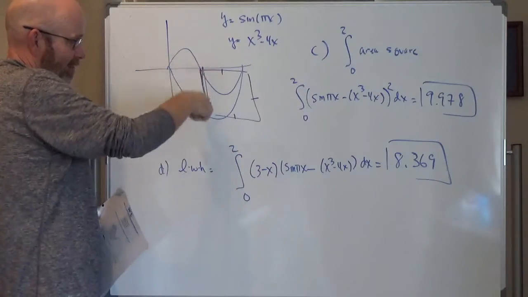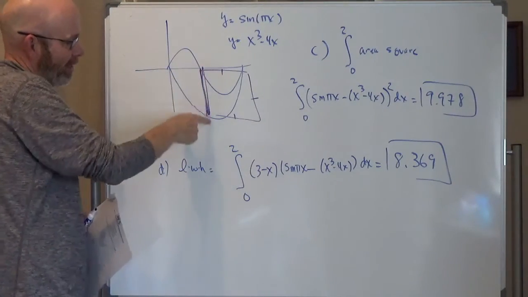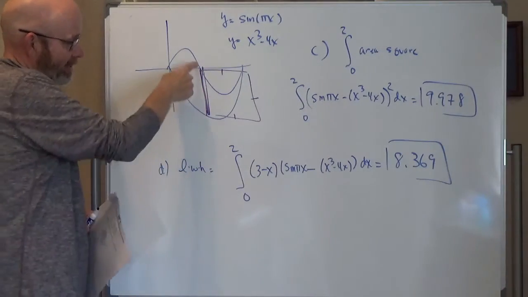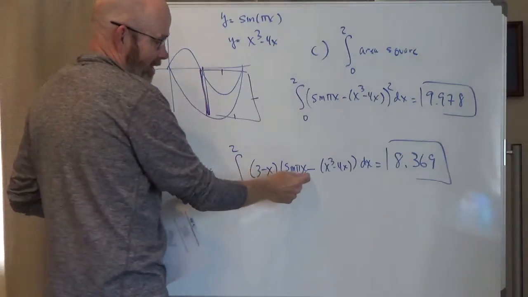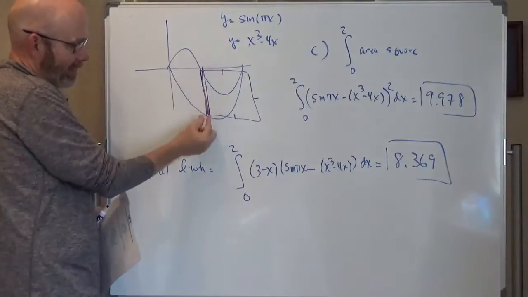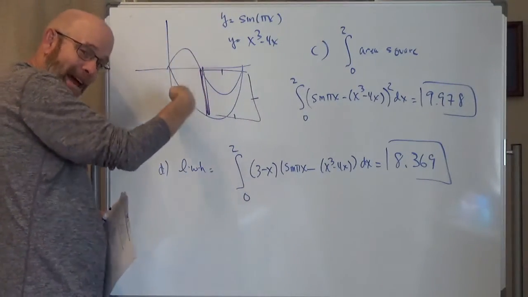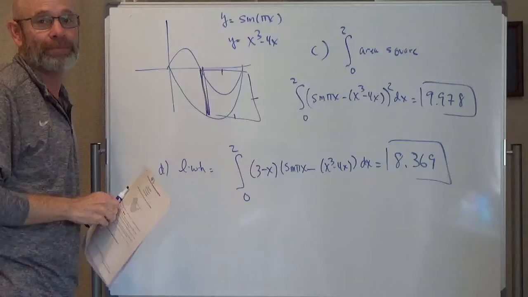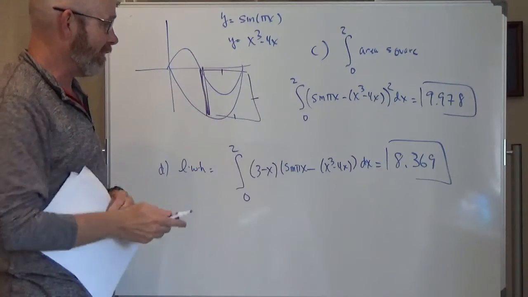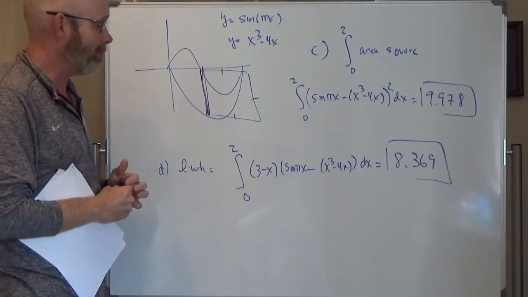So the cross section length and width is the area, that length of that purple line again, which is the sine pi x minus x cubed minus 4x. It's got a little bit of width, which is dx, and then it's got depth, which is 3 minus x. Just did that on my calculator, integrated it, got 8.369.